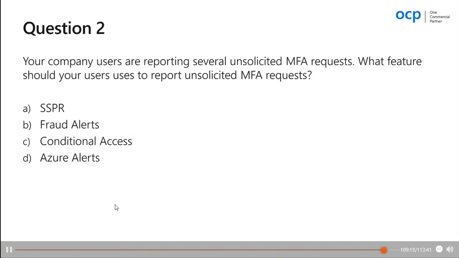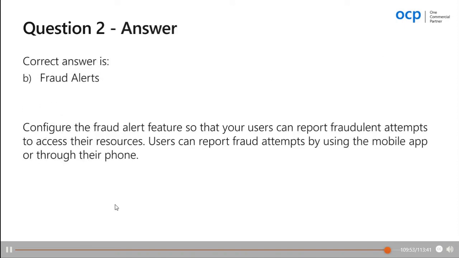This is basically to report an unsolicited MFA request that I got. Well, that doesn't make sense, this one. Then I have others like Azure alerts. Well, users are not going to use Azure alerts for sure. That's IT administrators, Azure administrators that are going to use it. And conditional access, well, users don't even know what this is. They see it in action, they pass through the experience, but they don't know that in the back it's called conditional access. So yeah, the answer on this is the fraud alert answer.